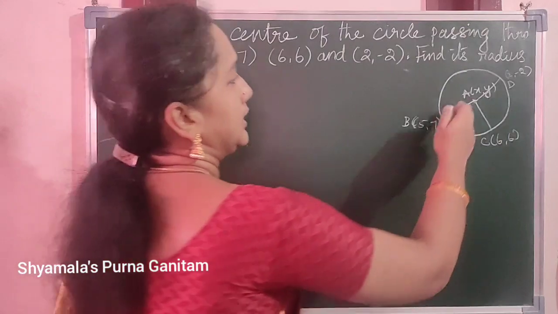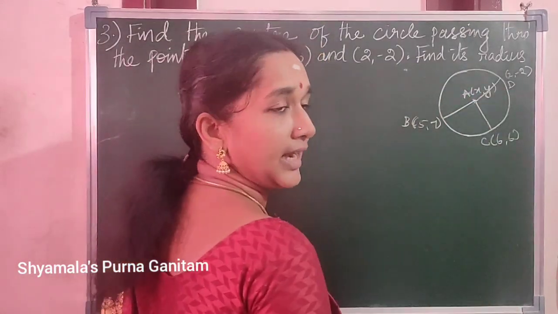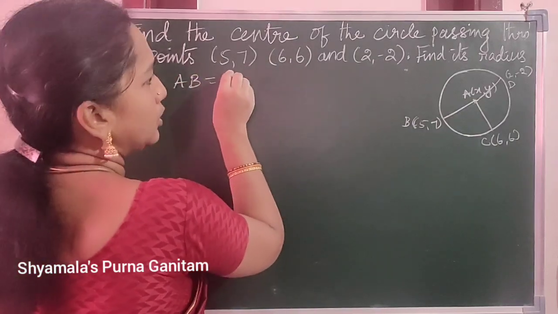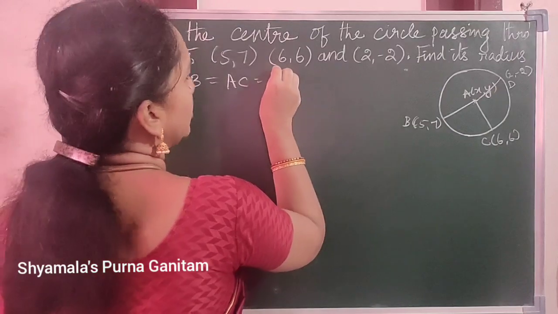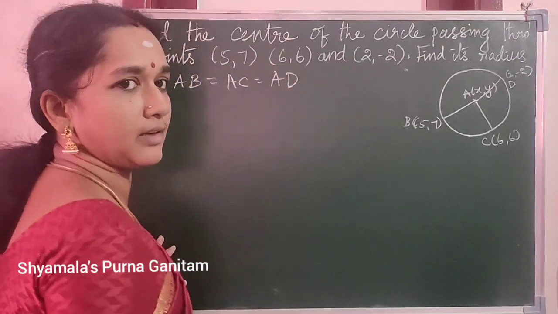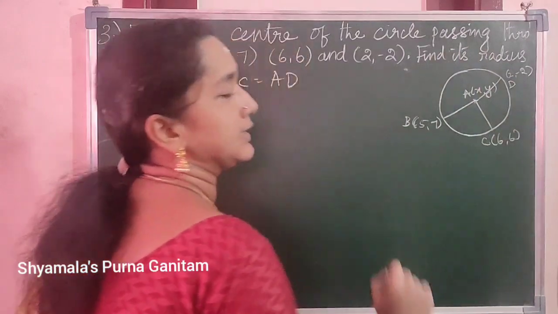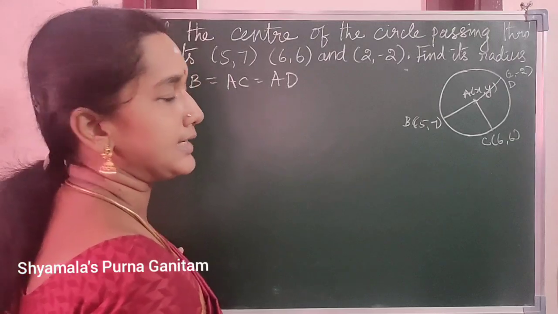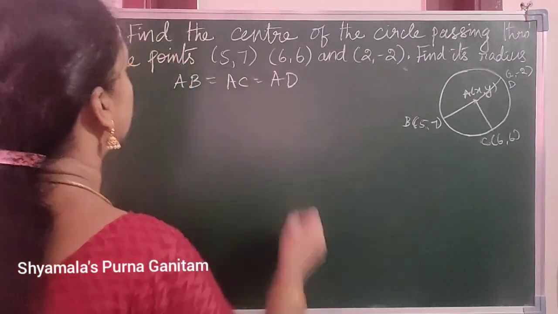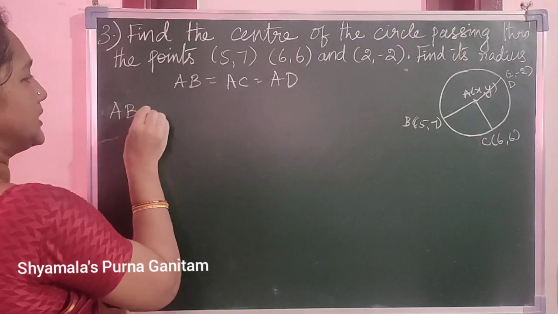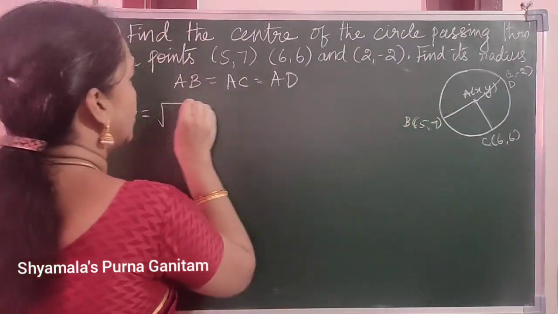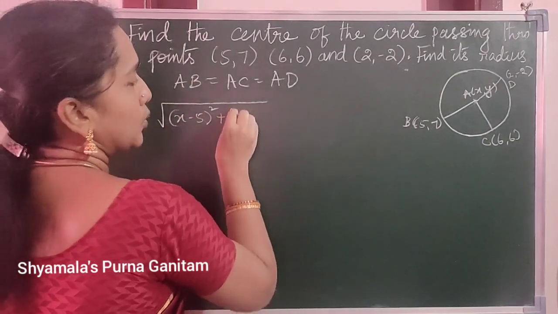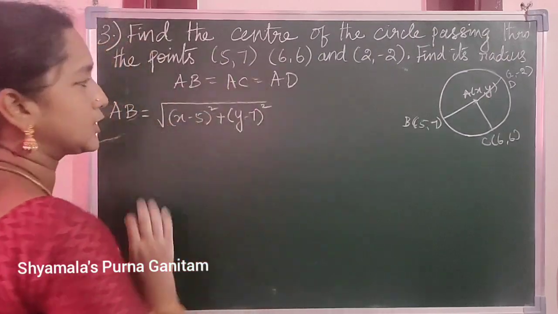Now this AB, AC and AD are the radius of the circle. So all the radii are equal. So AB is equal to AC is equal to AD. By equating these radii, we'll find the center, that is, the x, y coordinate. So the length of AB is root of x minus 5 the whole square plus y minus 7 the whole square. This one has to be simplified.